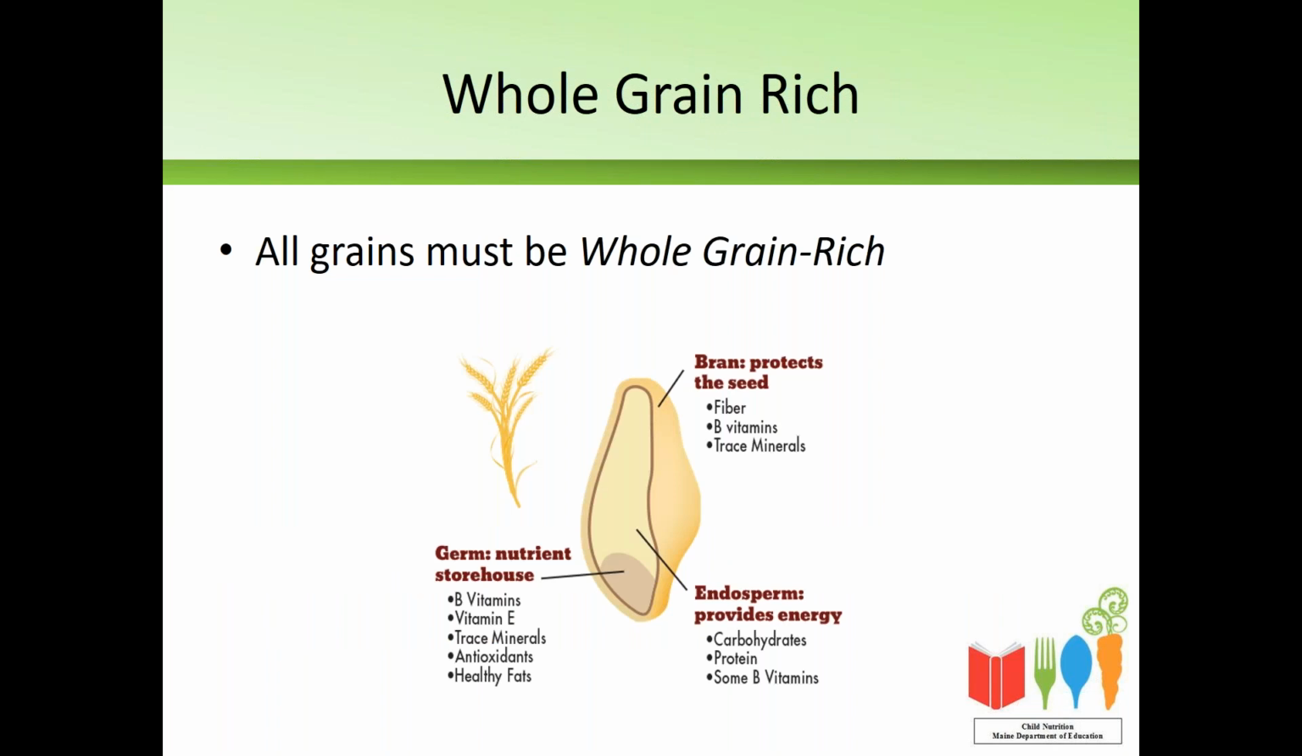All grains offered in the lunch program must be whole grain rich. And whole grain rich means that there are more whole grain ingredients in the item than non-whole grain. A whole grain retains the 3 parts of the grain which you see on your screen. This includes the bran, the germ, and the endosperm. And these parts contain fiber, vitamins, and minerals that non-whole grain items do not have.